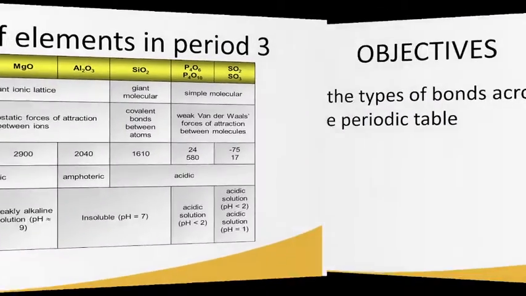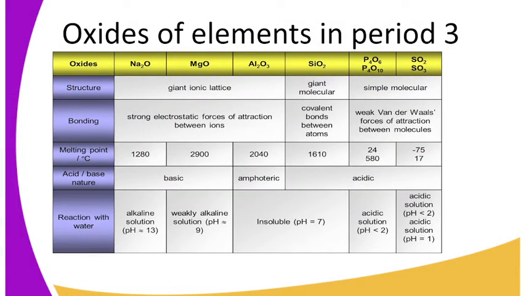Next, we're going to look at the elements in period 3 because there's a certain trend that they form. As you can see, across period 3, we have sodium, magnesium, aluminium, silicon, phosphorus, sulfur, and chlorine. Their structure, their physical state.